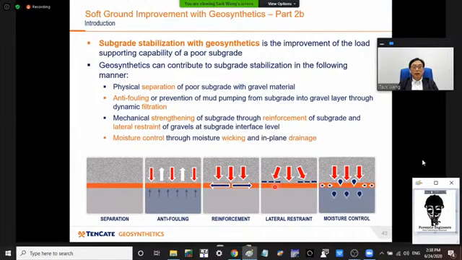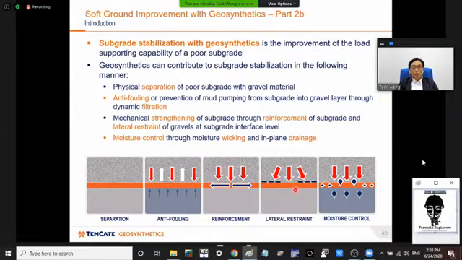And lastly, moisture control. As we have been discussing, if the subgrade has got expansive clays, then if you allow moisture to seep into the subgrade and you don't control that, then you can have problems. And more recently, geosynthetics are designed to also have the wicking and drainage capability. Wicking in the sense that it will suck up moisture from the subgrade and also bring the moisture out to the environment or atmosphere.